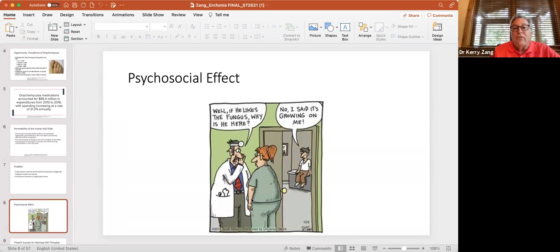So you have a psychosocial effect too. So, if he likes the fungus, why is he here? No, I said it's growing on me. And this is really a very big issue, the psychosocial aspect of it.